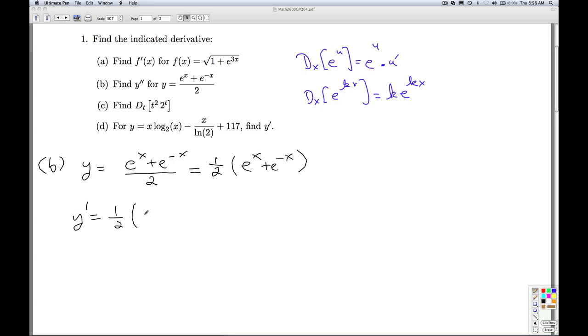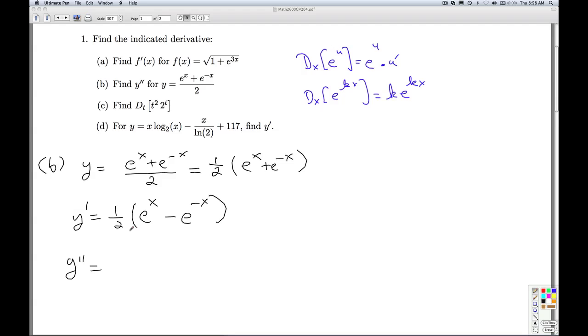Well, the derivative of e to the x is e to the x. The derivative of e to the negative x is going to be negative 1 times e to the negative x. So I get minus e to the negative x. So that's the first derivative.